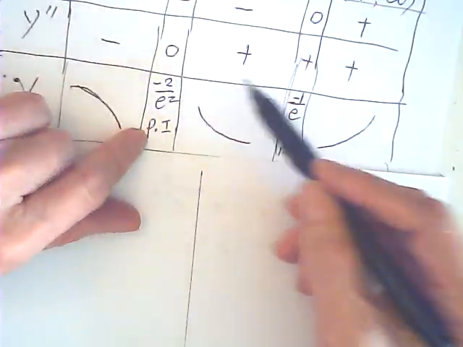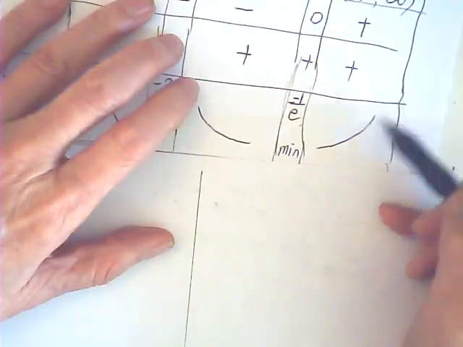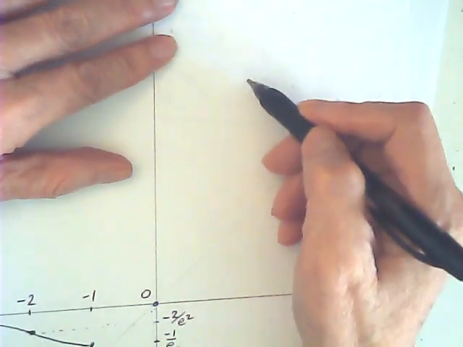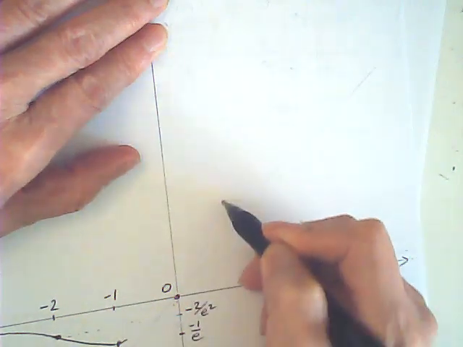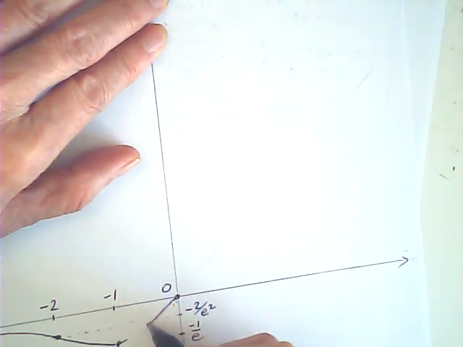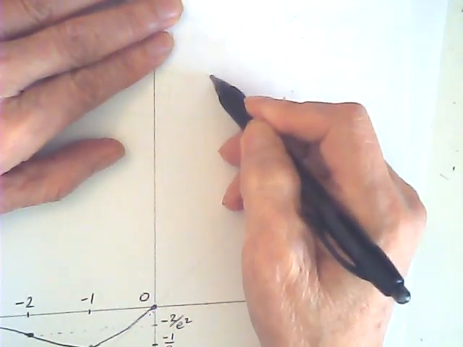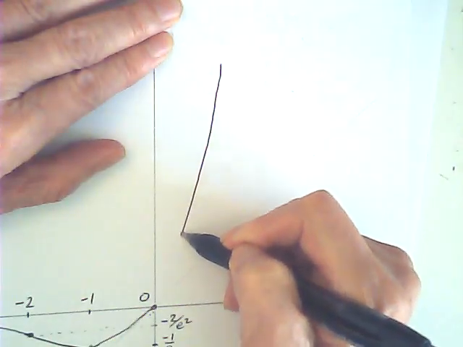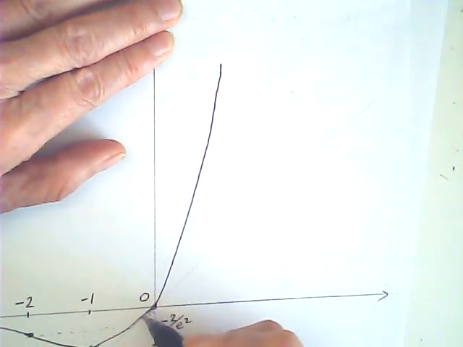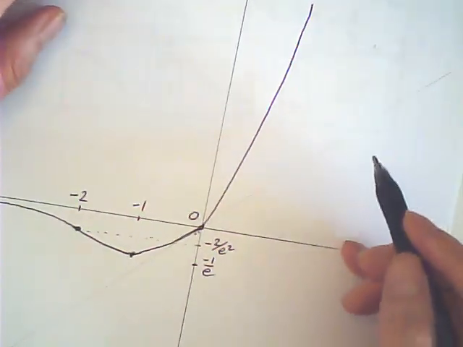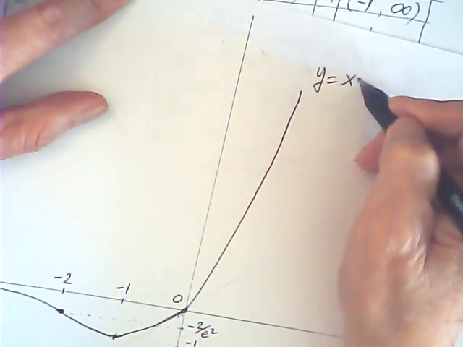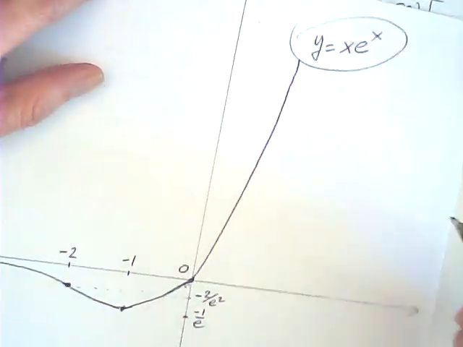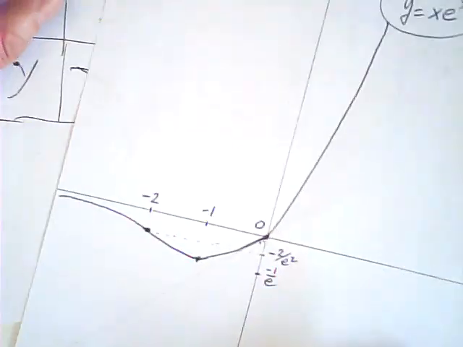And after this point is one shape passing through this. So it's like this. Well, the sketch is roughly this. Okay. So this is my curve of this function, y equals x e to the x. Very good.